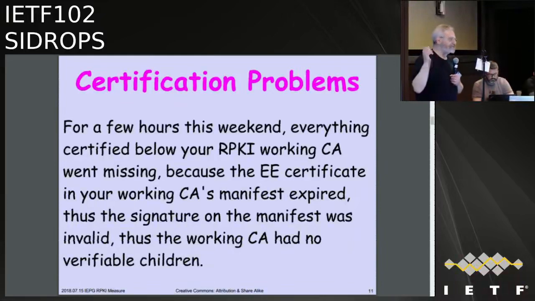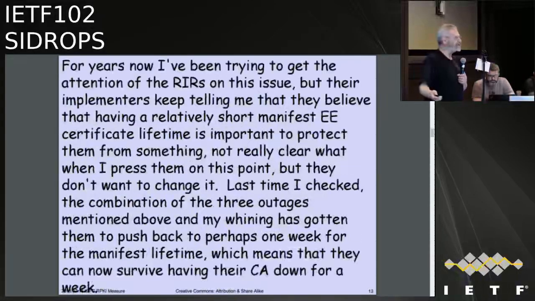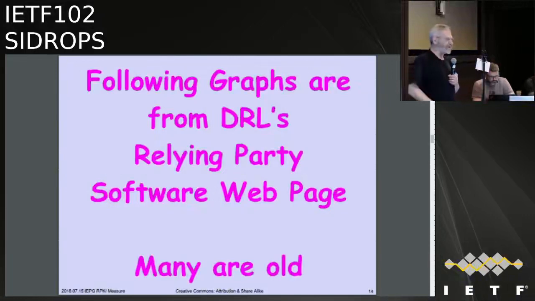Okay. Certification problems. They've gone on for years. Everything below this RIR CA went missing because the EE certificate had a different expiration for the manifest than the CA. They went away. They don't have a NOC. It goes on and on. Okay, I won't drill it down.